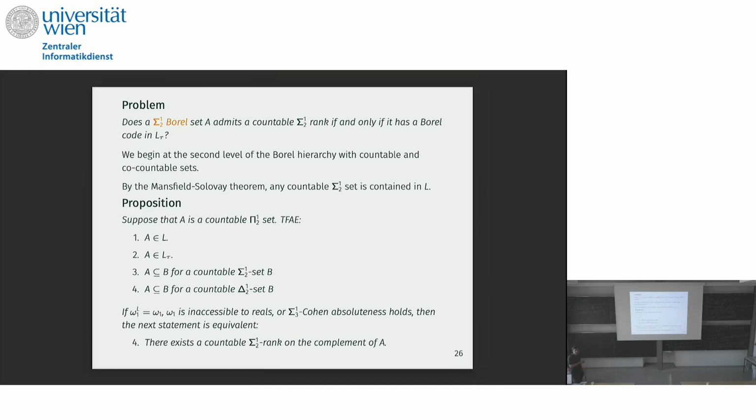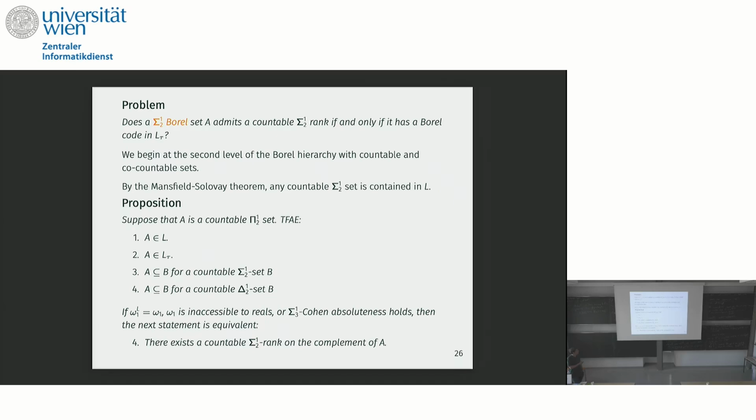So let's just start with countable sets. An example for an F sigma set. First of all, by the Mansfield-Solovay theorem, countable sigma 1, 2 sets are contained in L. So it's true for those. And the first interesting case is a countable pi1, 2 set. And so here's an equivalence. A countable pi1, 2 set is in L if and only if it's in the small piece of L, if and only if it's contained in a countable sigma 1, 2 set, if and only if it's contained in a countable delta 1, 2 set.